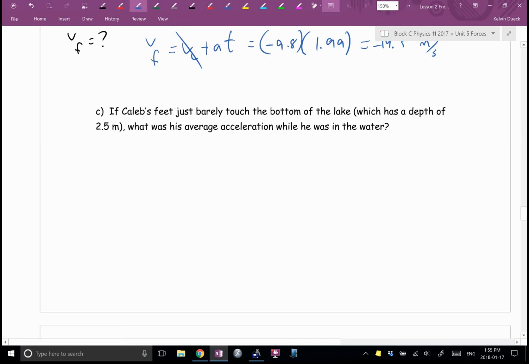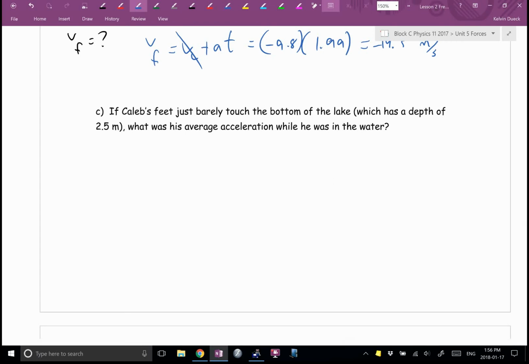Suppose once Caleb hits the water, splash, his feet just barely touch the bottom of the lake. And let's say the lake has a depth of 2.5 meters. Not very deep. You wouldn't really want to be cliff jumping in a lake that was this deep. But, you know, this is Caleb. He's kind of a meathead, right? I didn't say which one. I'll let you assume that you know which one.